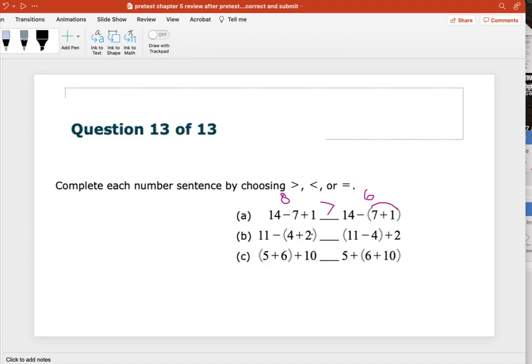Here, 4 plus 2 must happen first. And 11 take away 6 is 5. We'll put it right there so we know where it is. 11 take away 4 is 7. Plus 2 is 9. So the sign goes the other way. It is a less than sign. 5 is less than 9. And 11 plus 10 is 21. And 16 plus 5 is 21. So the two are equal to each other.